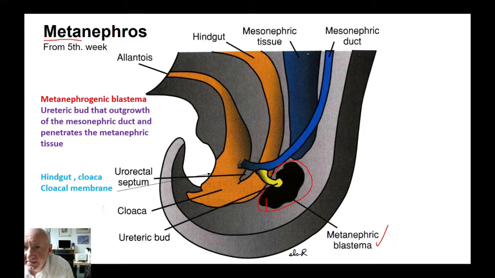You see that the mesonephric tissue with the tubules will be slowly vanishing and disappears, except at males, if you remember, these ductuli efferentes in the head of the epididymis. Here you see the Wolffian duct. And the Wolffian duct is opening into the cloaca.